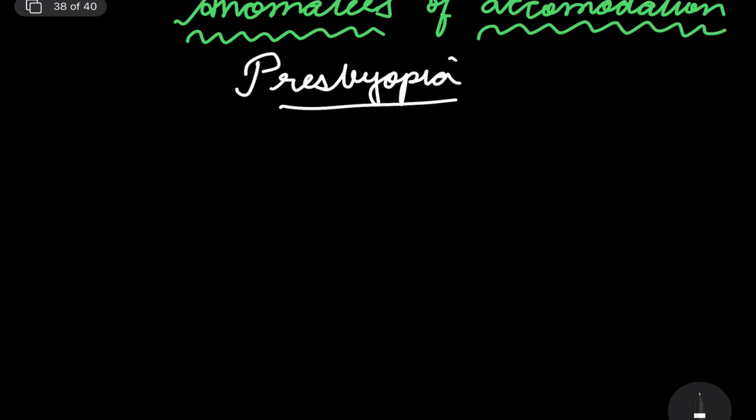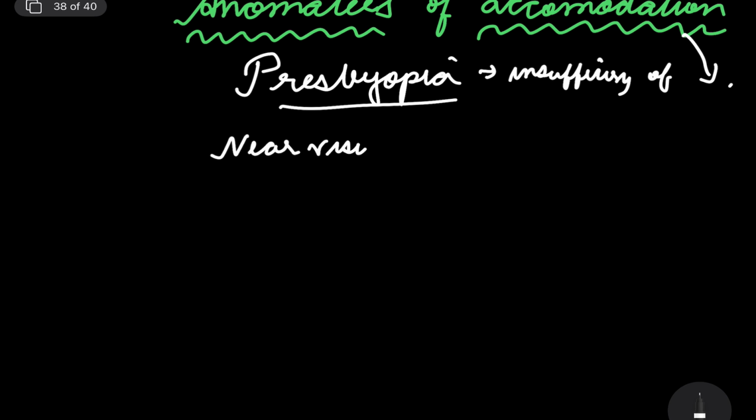Okay. So what exactly is presbyopia? Presbyopia is basically insufficiency of accommodation. So if accommodation is insufficient, then you will not be able to look at nearby objects, or rather the converging system of your lens is not that good. So you'll have a harder time having good images of nearby objects, of objects which are closer to you. Okay, so basically near vision is affected.